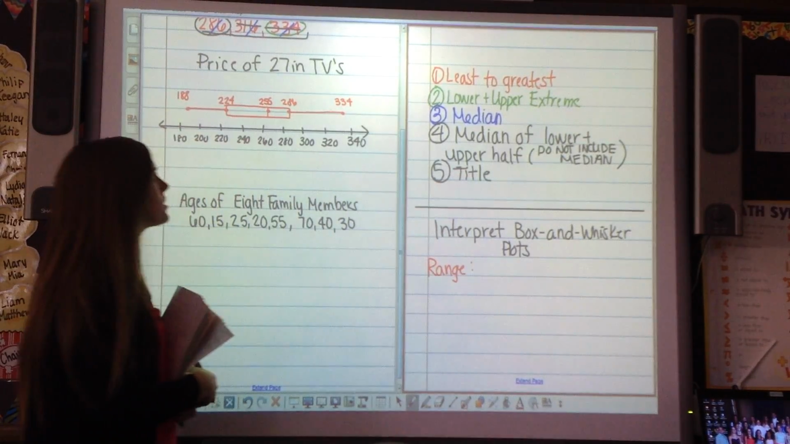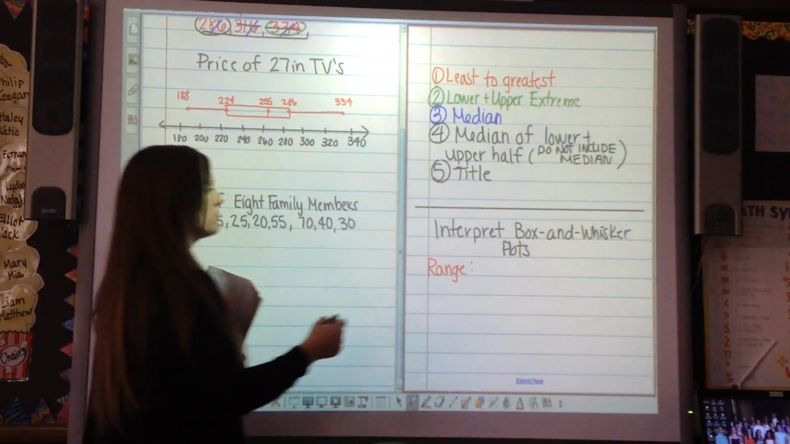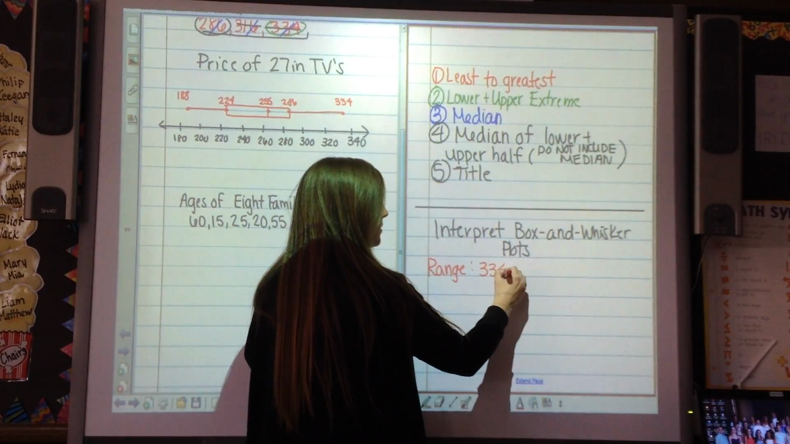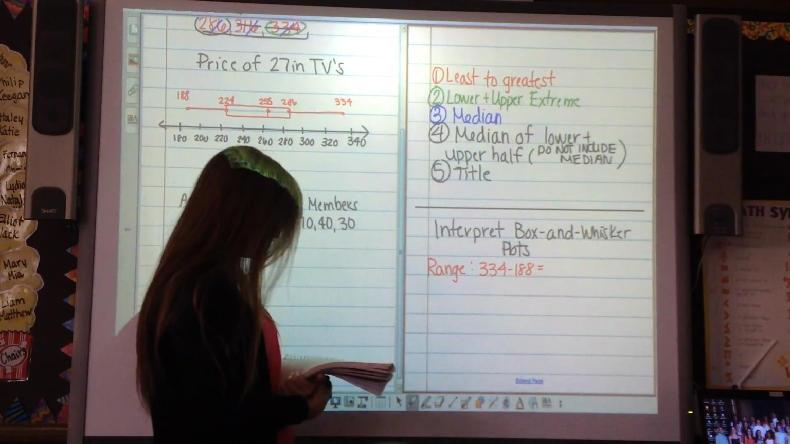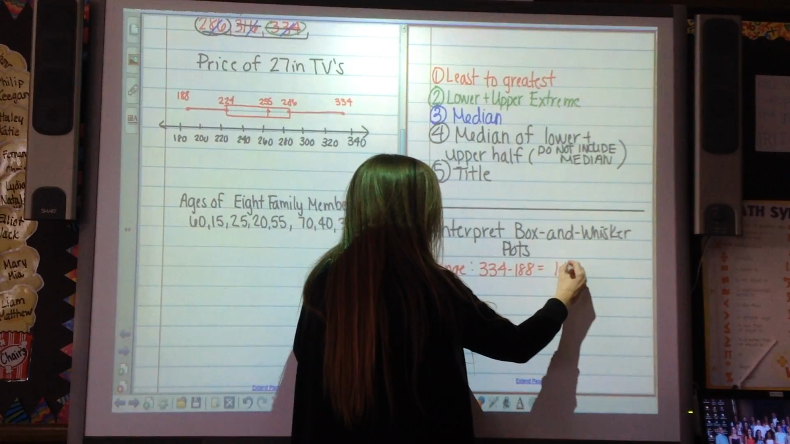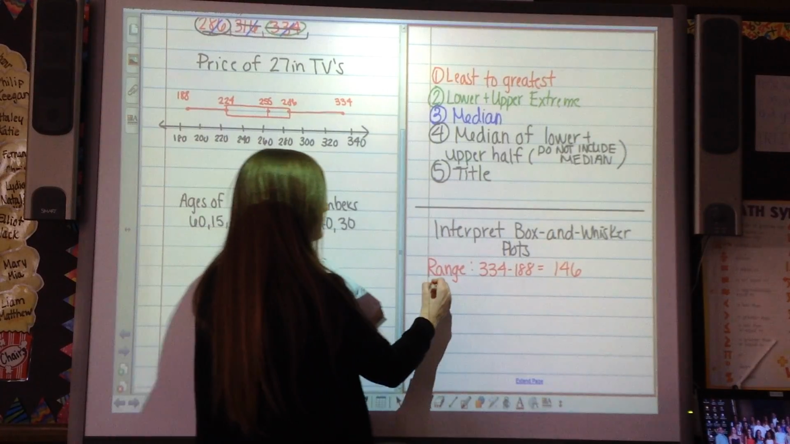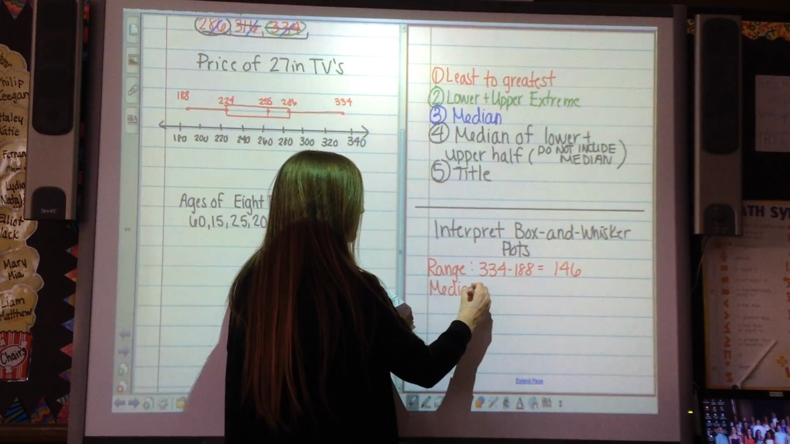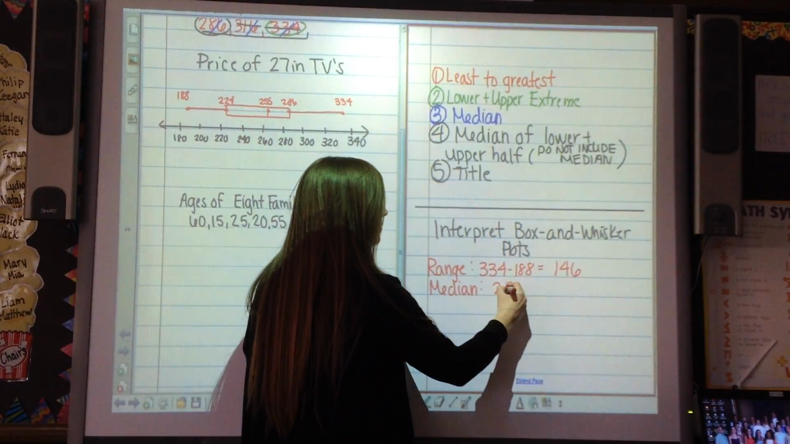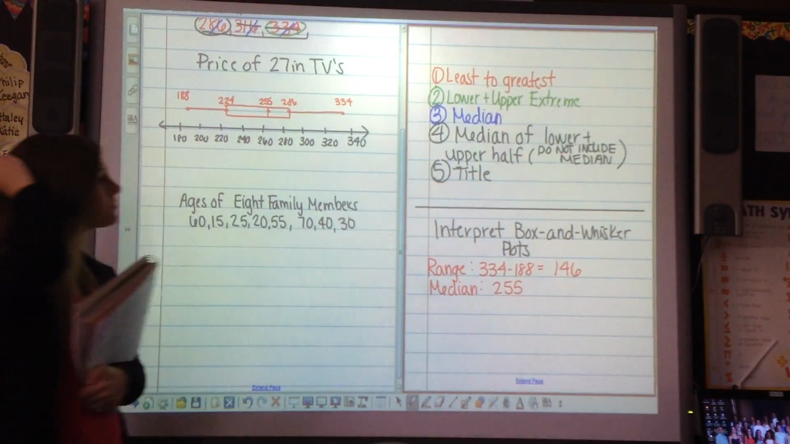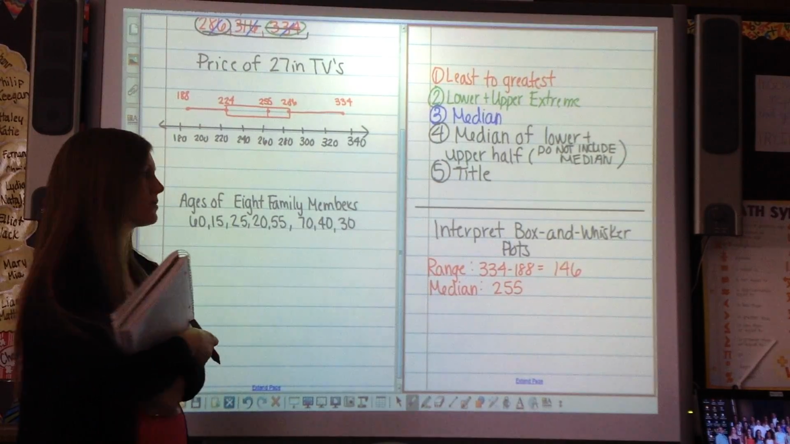To find the range, you're going to take the upper extreme minus the lower extreme. You're going to subtract 334 minus 188, and you're going to get 146. We can also find the median, the middle number. The middle number is represented by this right here. You cannot find the mean, the average, and you cannot find the mode with a box and whisker plot.